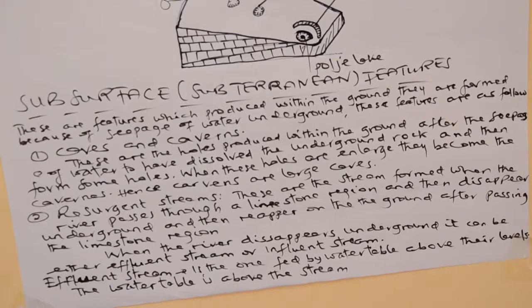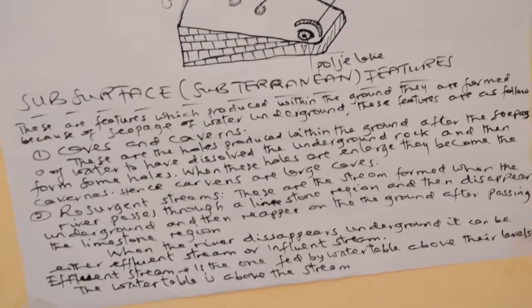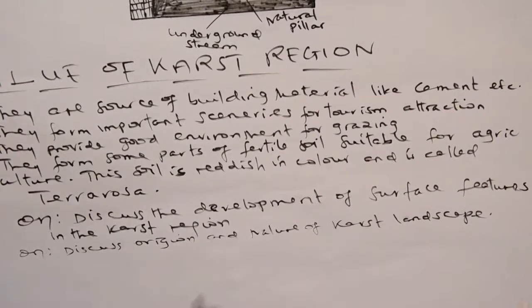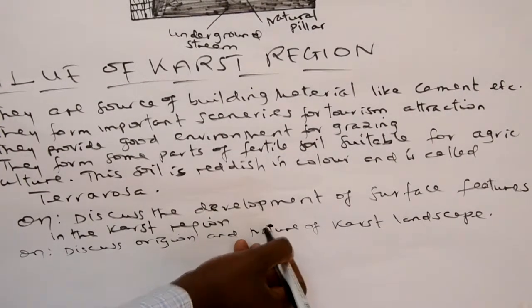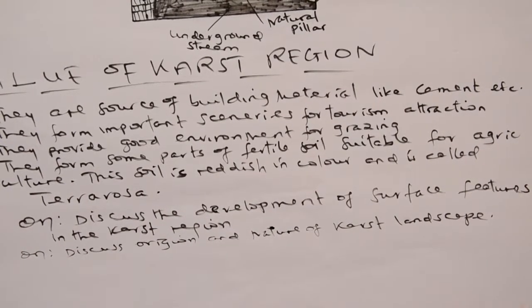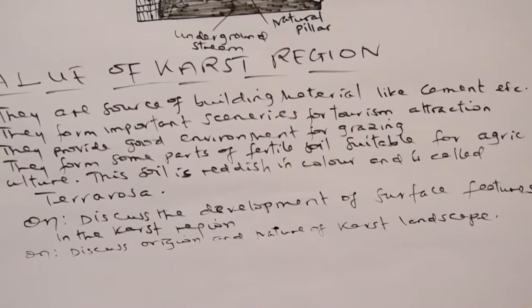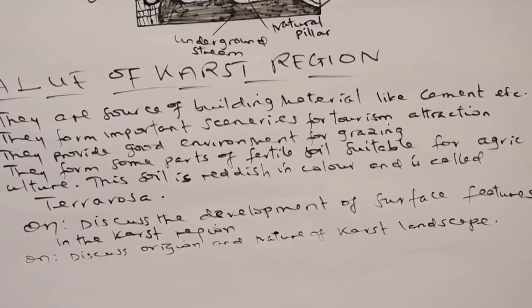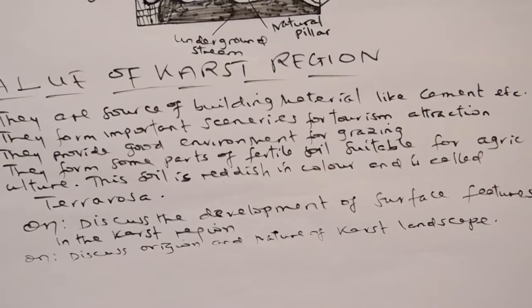But an influent stream is one where the stream feeds the water table below it; the material is below the stream. Therefore, influent streams take place before reaching the water table. The water table is deeper than this one.